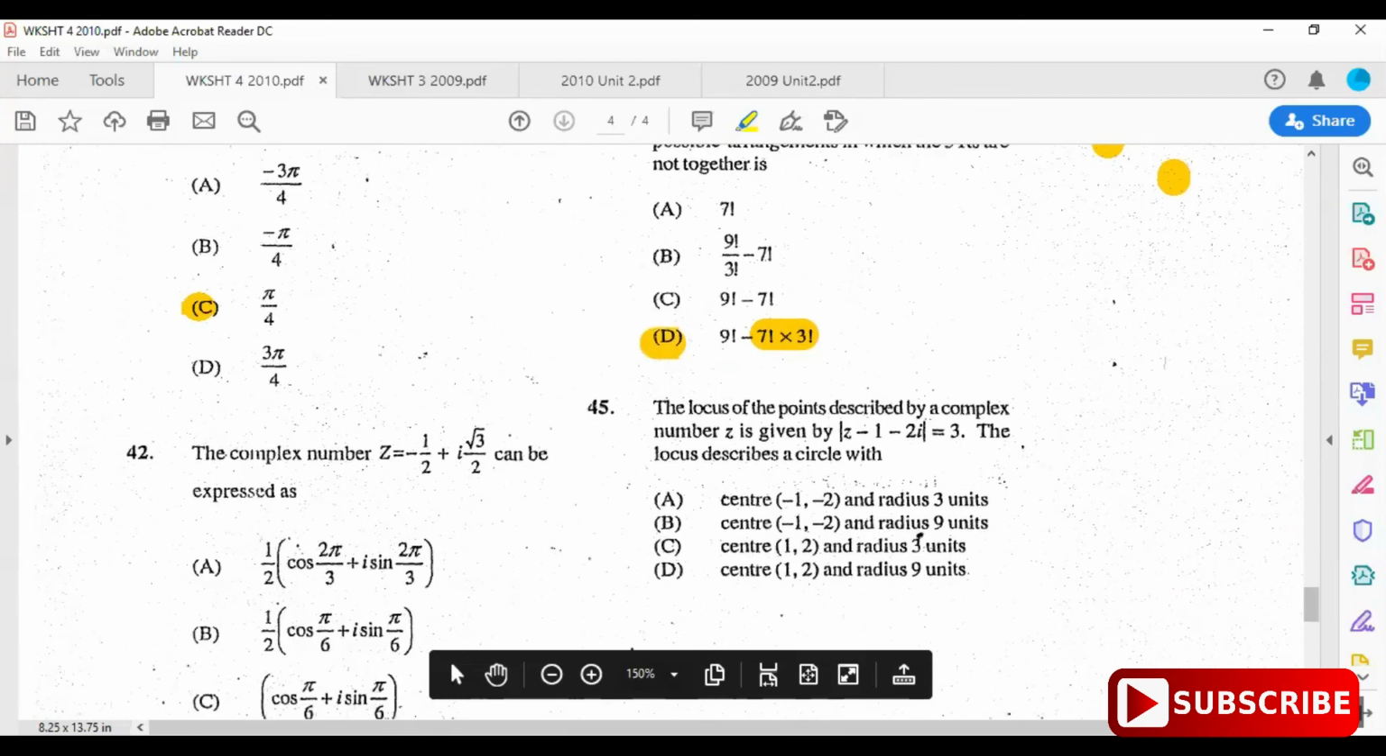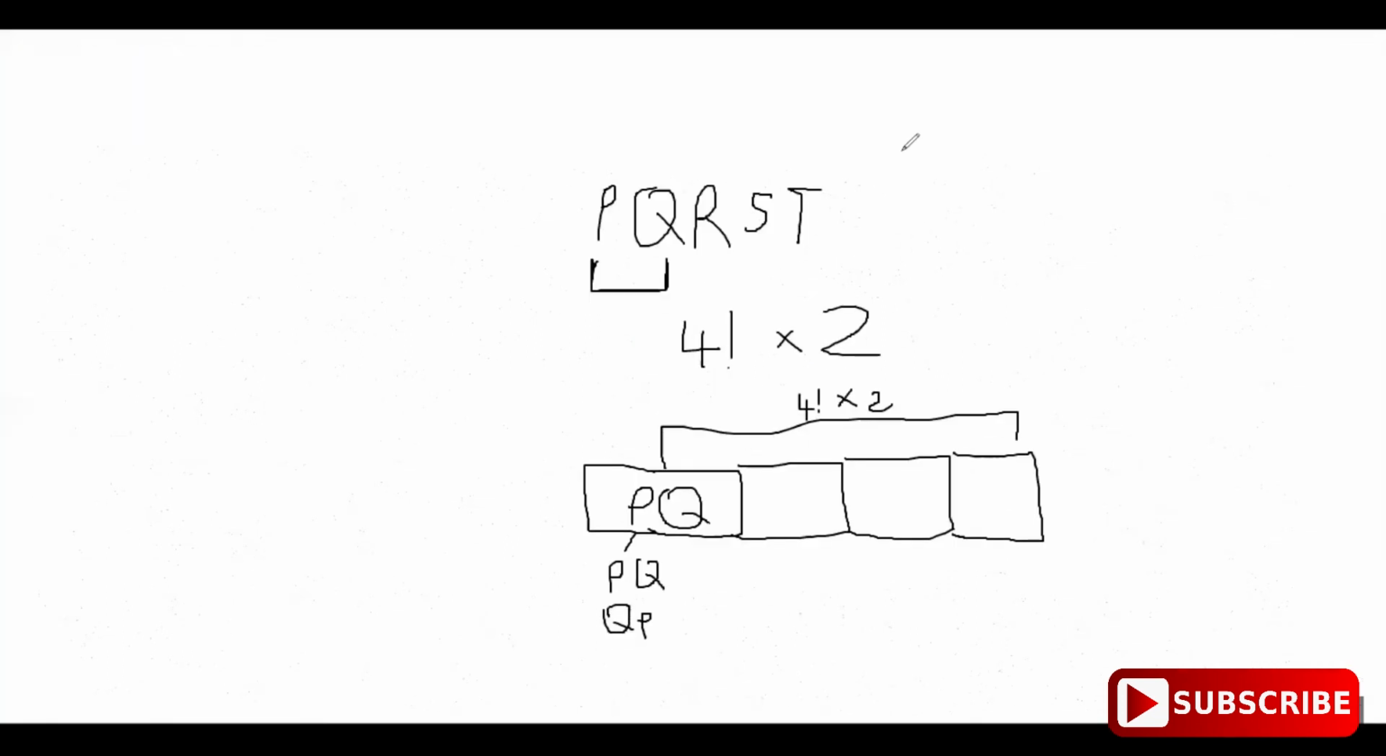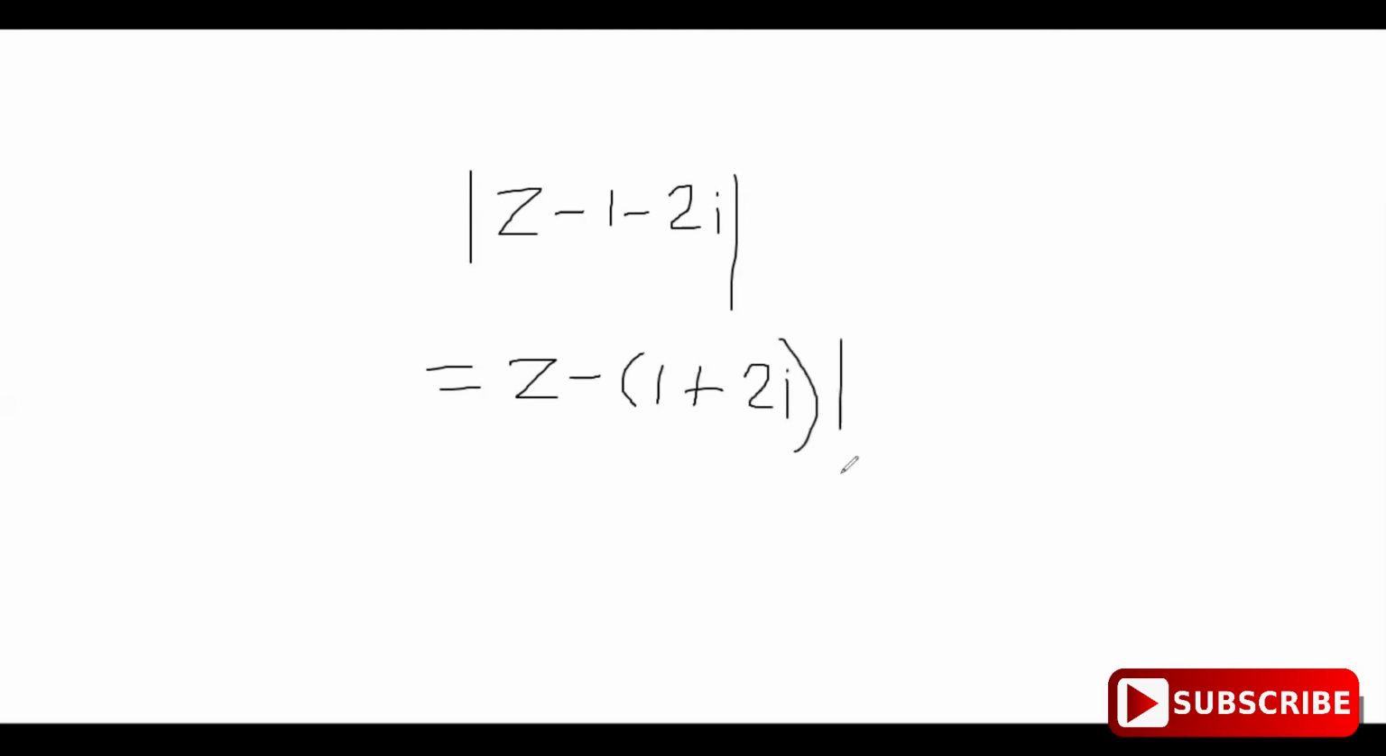And the final question now is a locus question. Always write it in the form Z minus A. That makes it easier. Yes, sir. So if you have Z minus 1 minus 2i, I want you to write it as Z minus in brackets 1 plus 2i. And so now you get the center. The center would be 1, 2. So the center is 1, 2.